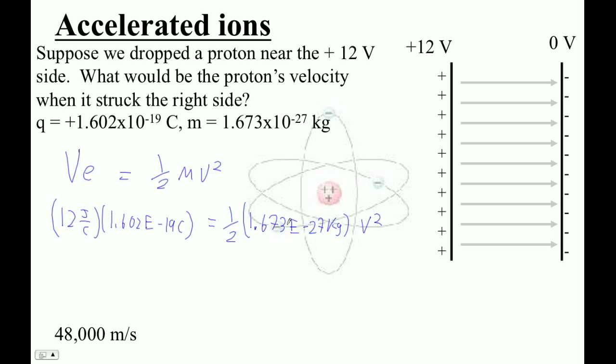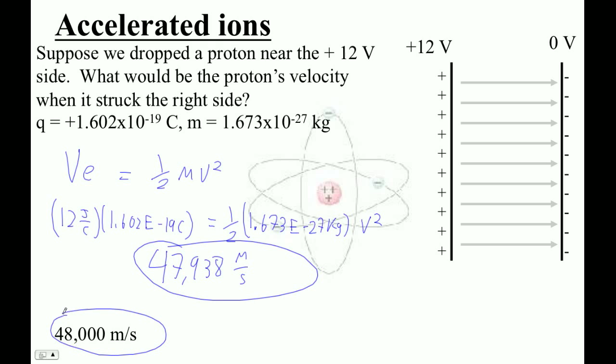So square root of 2 times 12 times 1.602 e to the minus 19th divided by 1.673 e to the minus 27, right parenthesis, and I get 47938 meters per second, okay, as my velocity, or we'd round it like that.